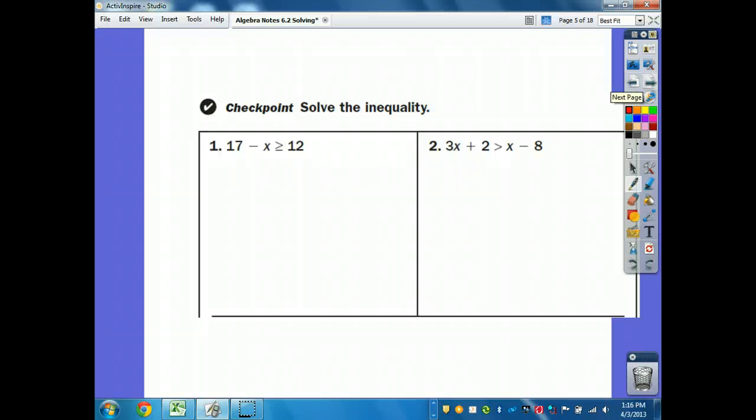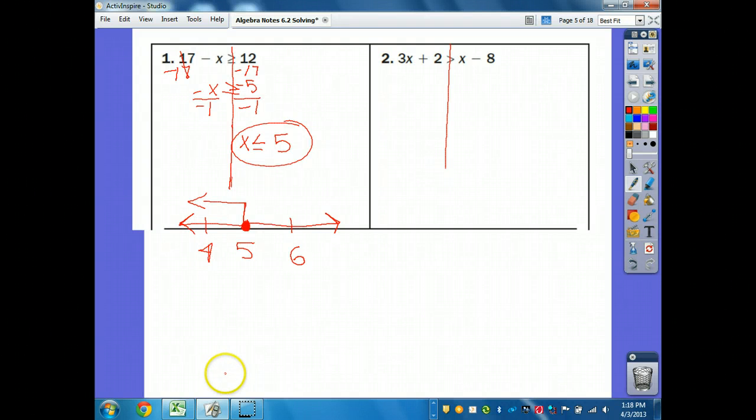All right. Next one. Do we agree with that one? So what did she do? She minus 17 first and got a negative x is greater than or equal to a negative 5. Then we can't have a negative variable, just like she did here, so she divided by a negative 1. Did she flip her sign? Yeah. Excellent, and there we have it.